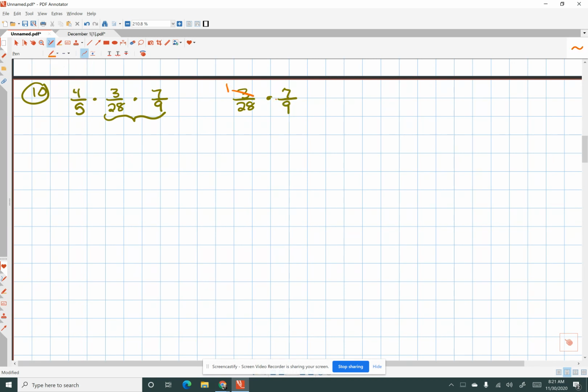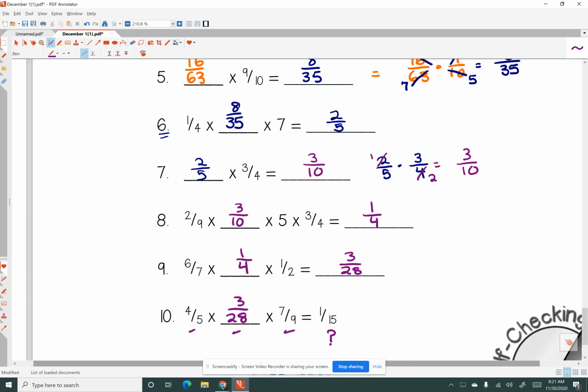3 divided by 3 is 1. 9 divided by 3 is 3. 7 divided by 7 is 1. And 28 divided by 7 is 4, which gives me 1/12. 4 times 3 is 12. Now I have to take care of the 4/5. 1/12 times 4/5. And I can simplify. 4 divided by 4 is 1. 12 divided by 4 is 3. 1 times 1 is 1. 5 times 3 is 15. And our answer absolutely checks.